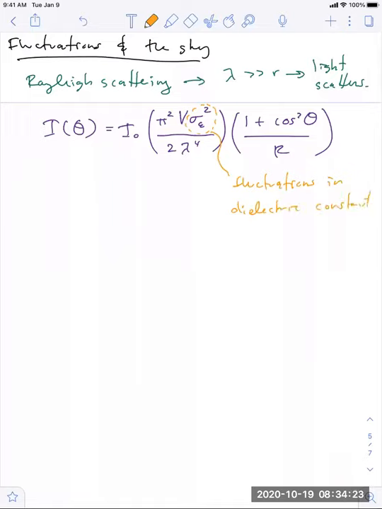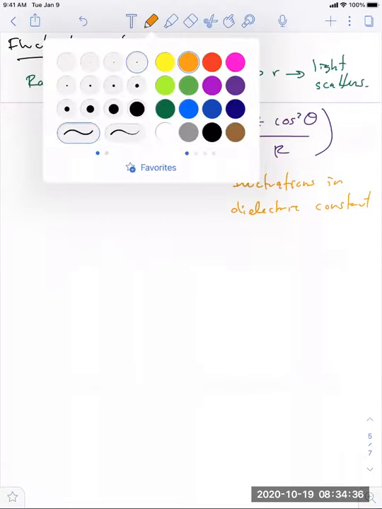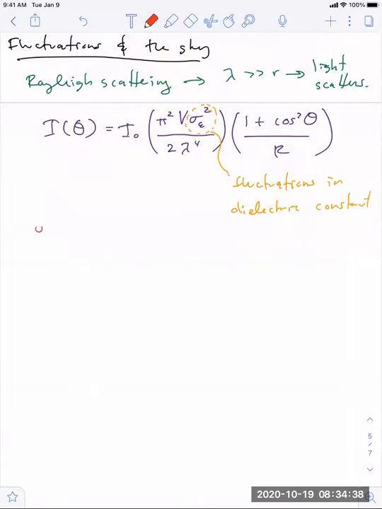So if there were no fluctuations in the dielectric, then this term would go to 0 and this whole expression would go to 0, and none of the light would be scattered, even as it's incident upon particles in the atmosphere. So as with any fluctuation term, I can write the fluctuations in the dielectric like this.